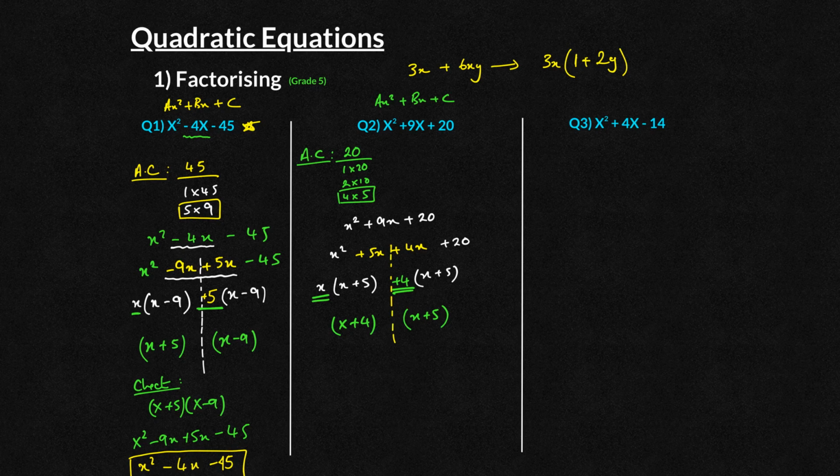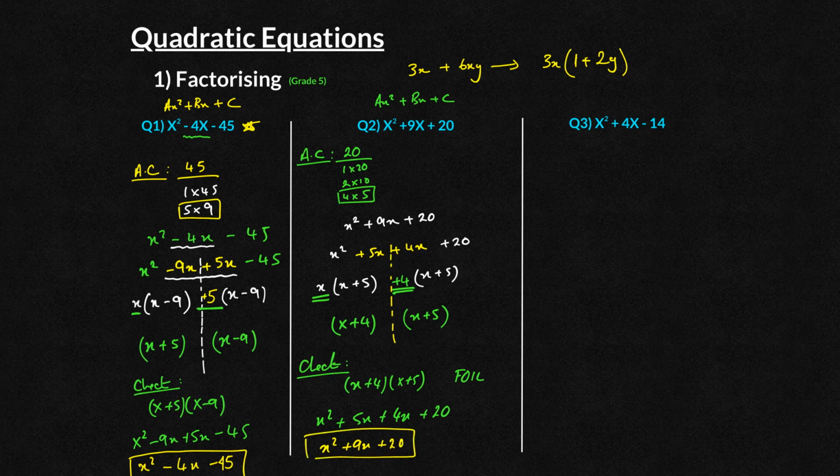Now I can always check, it's a good idea. X plus 4, x plus 5, do our FOIL, so we get x squared plus 5x plus 4x plus 20. Simplifying it, we get x squared plus 9x plus 20. Does that meet the question that we started off with? Yes, it does.